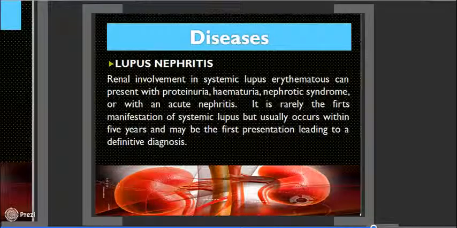Glomerulonephritis. Renal involvement in systemic lupus can present with proteinuria, nephrotic syndrome, or with an acute nephritis. It is rarely the first manifestation of systemic lupus, but usually occurs within 5 years and may be the first presentation leading to a definite diagnosis.